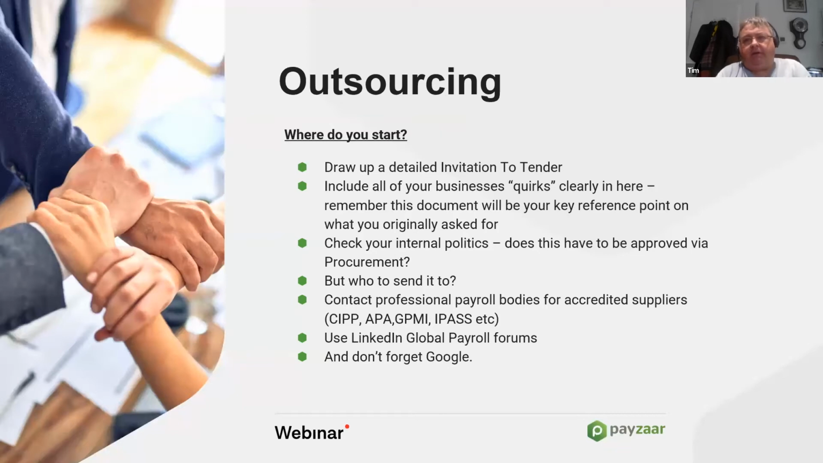So we've taken the decision to outsource. We need to find a partner. What do we have to do first? Answer, draw up a very detailed invitation to tender. This is a document that you will launch out to your potential partners that will give them all of the information that they need to pitch to you the right level of service, so that it will be comprehensive, it will meet all of your needs.